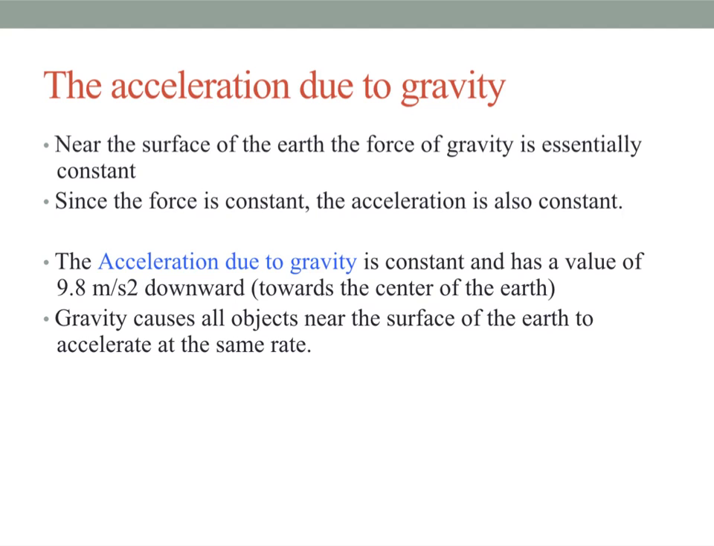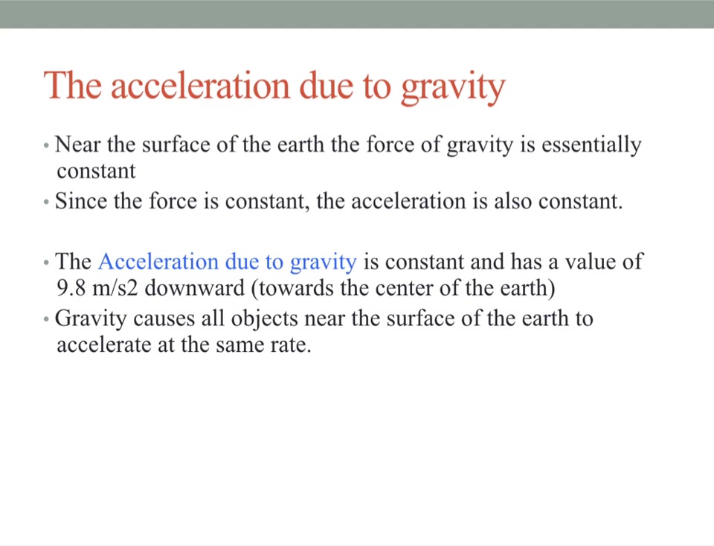And in fact, there's actually a value. The acceleration due to gravity has a value of 9.8, and this 2 here should be a superscript again, so that should be meters per second squared as the units. So the acceleration due to gravity has a value of 9.8 meters per second squared downward. What does that mean? Again, that's telling you how rapidly the velocity of an object is changing as it falls.